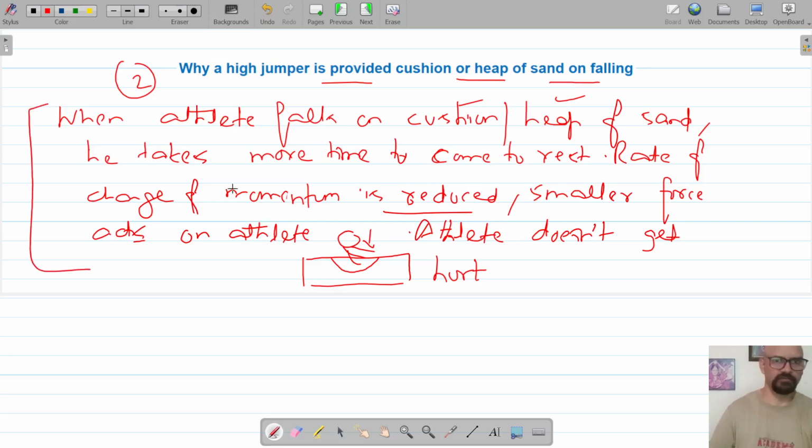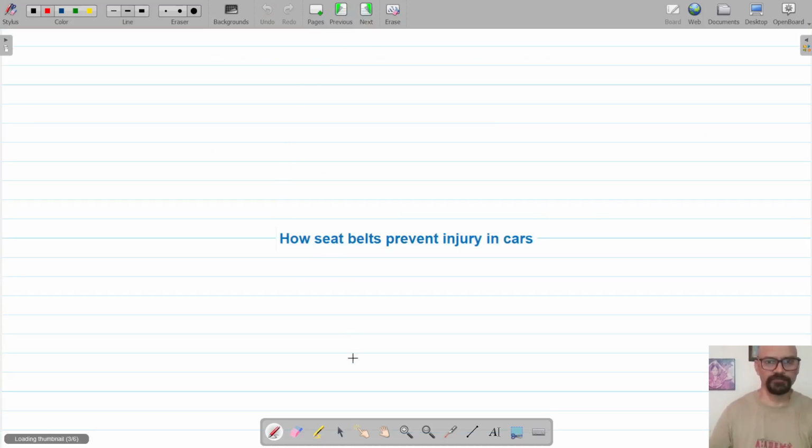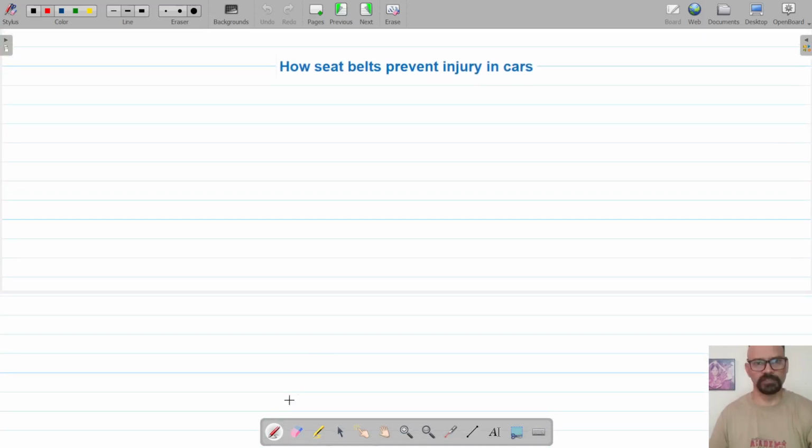Okay, so that's the reason a jumper is provided with a cushion or heap of sand instead of mud or, let's say, concrete, because when someone falls on concrete, it takes less time to come to rest. The rate of change of momentum in that case is increased. A larger force acts on the athlete and the athlete gets hurt. So this is the second application.